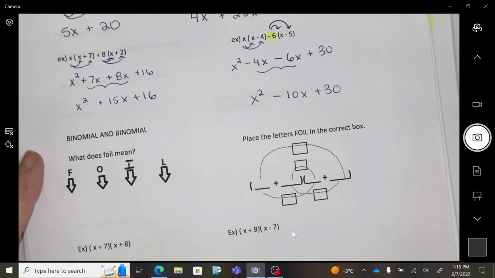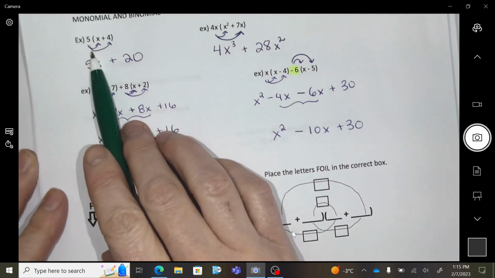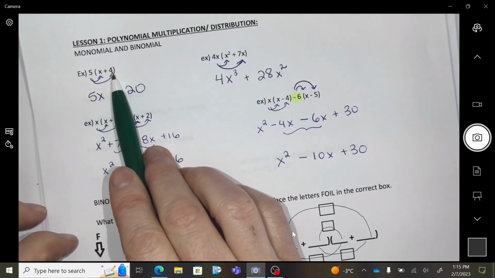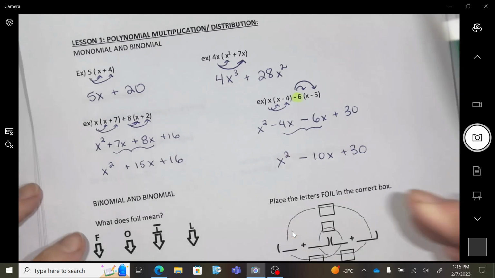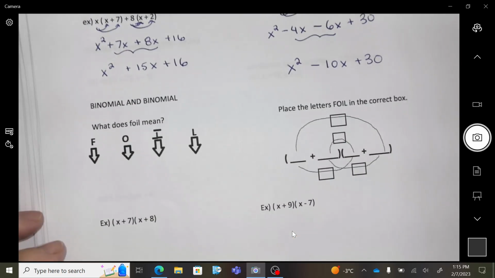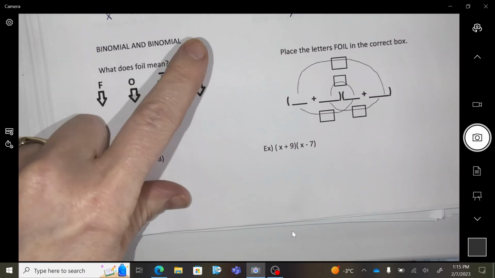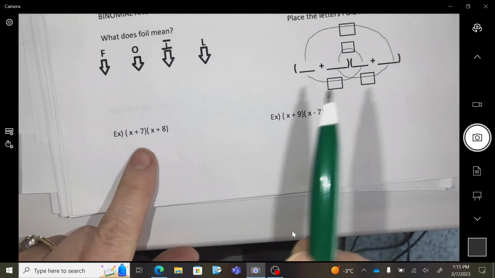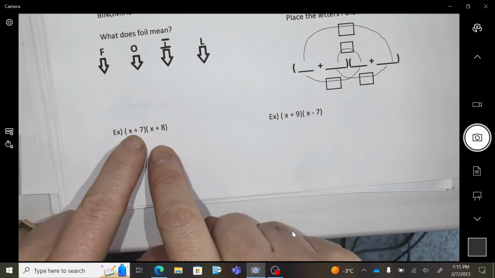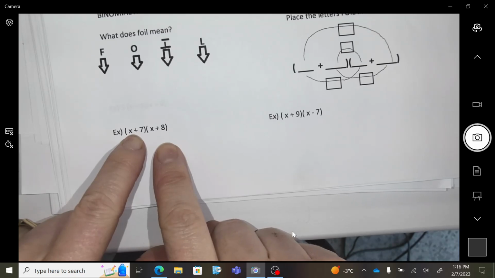Okay, so you could see me doing a system where I was doing one term times two terms. Now let's try doing binomial times a binomial. So this is what it looks like. There's two terms in a bracket, two terms in a bracket.